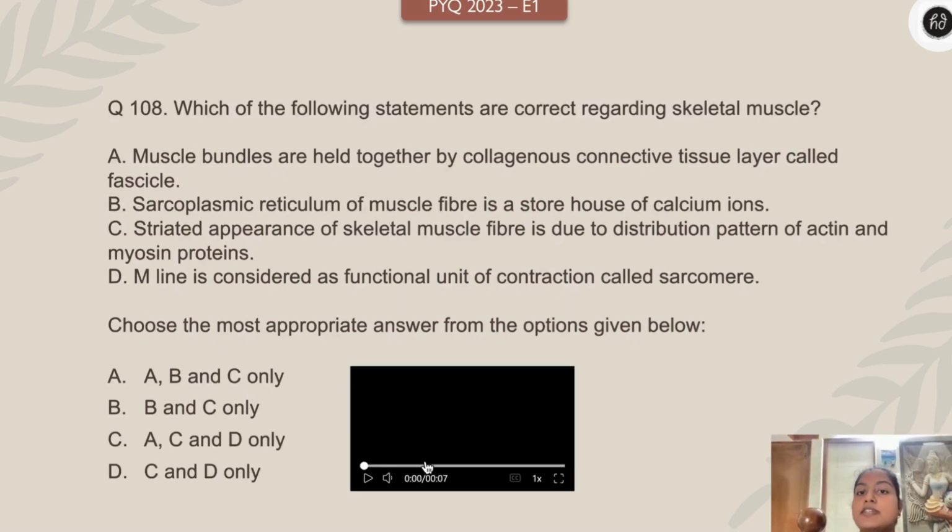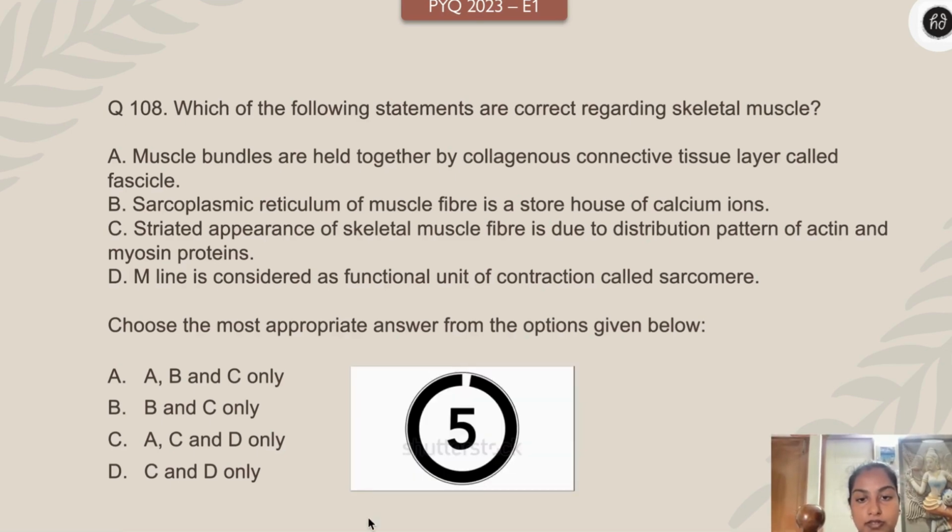Okay, next question. Which of the following statements are correct regarding skeletal muscle? Muscle bundles are held together by collagenous connective tissue layer called fascicle. Sarcoplasmic reticulum of the muscle fiber is the storehouse of calcium ions. Striated appearance of the skeletal muscle fiber is due to the distribution pattern of actin and myosin proteins. M line is considered as a functional unit of contraction called sarcomere. A, B and C only; B and C only; A, C and D only; C and D only. Your time starts 3, 2, 1 right now.